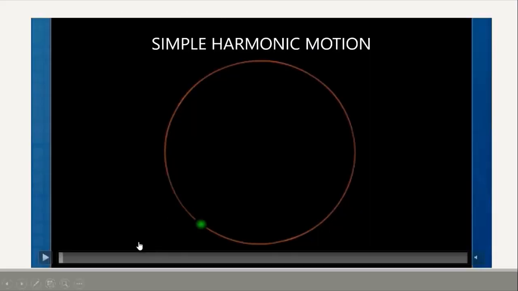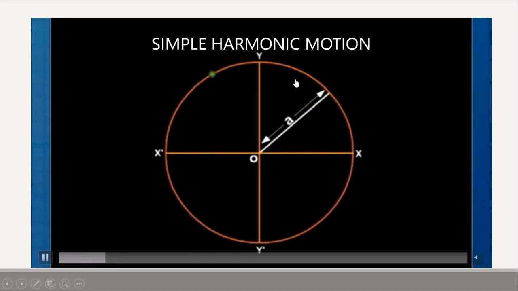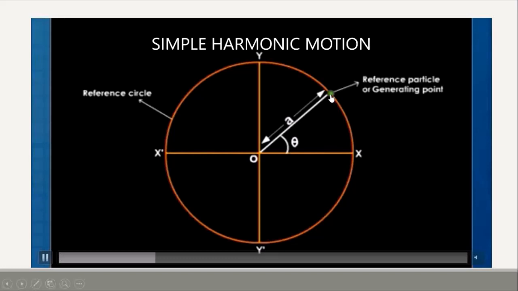Here I am showing one small video wherein I am going to explain how circular motion sets up a simple harmonic motion. You can observe here this particle is moving on the circumference of a circle. This circle is called the reference circle, which has a radius a, and I call this particle the reference particle. When its projection or shadow falls on the x dash line, I call this projection or shadow N.